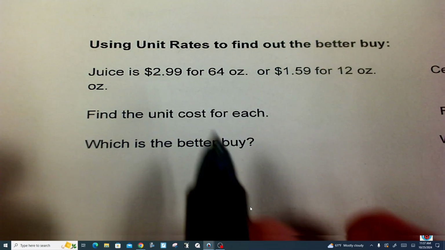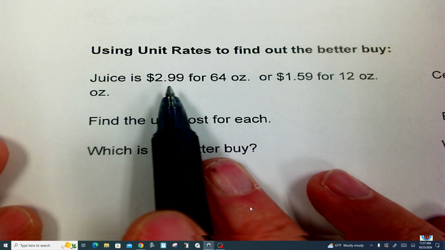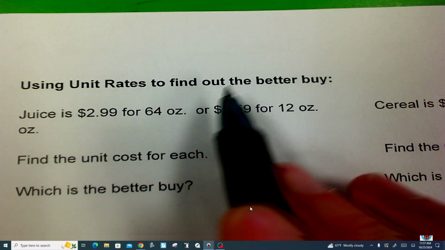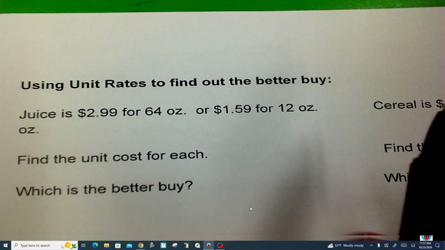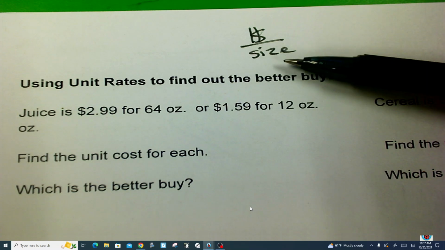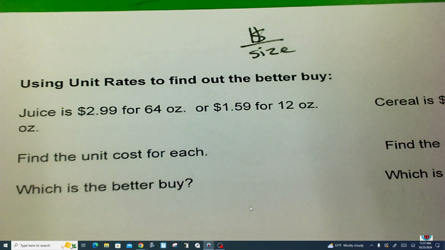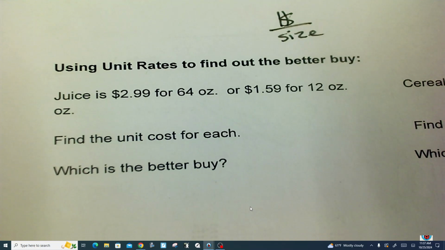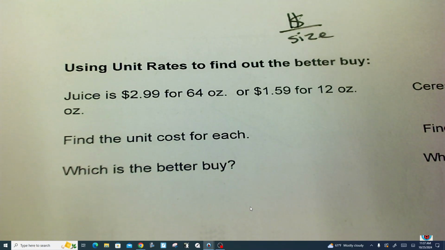In order to do these unit rates comparing money and size, I recommend we make this little note up here at the top. I always want you to put the money on the top for the rate and the size on the bottom, okay? And we're going to be using that when we look at this situation right here. Juice is $2.99 for 64 ounces, or it's $1.59 for 12 ounces.